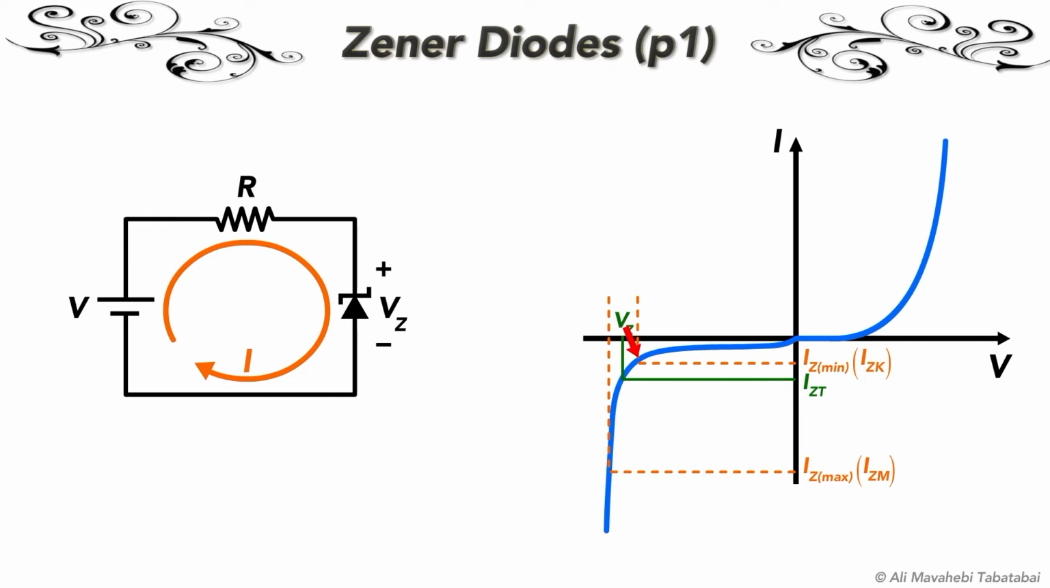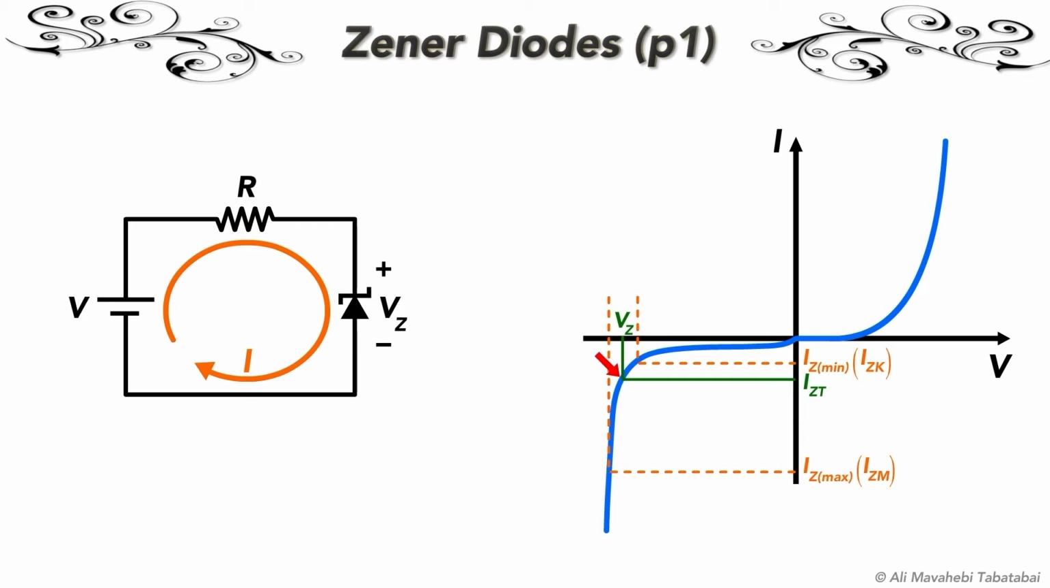This point is indicated by letter K, and the current corresponding to this point is indicated by IZ min or IZK. The current corresponding to the knee point is the minimum current that a Zener diode must carry to operate in the reverse breakdown region. At this point, the effect of breakdown process begins. The nominal Zener breakdown voltage is specified as Vz, and the current corresponding to this voltage is indicated by IZT or Zener test current. These values are available in the datasheet of a Zener diode.